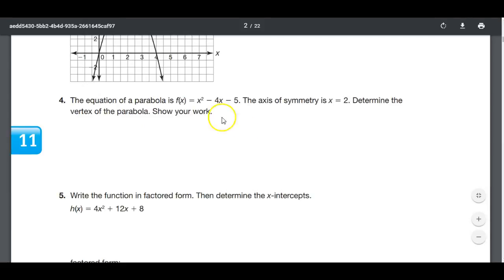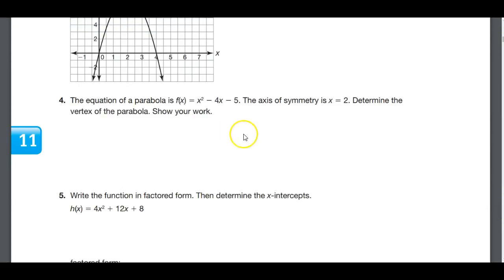The equation of the parabola is f of x equals x squared minus 4x minus 5. The axis of symmetry is x equals 2. Determine the vertex of the parabola. Show your work. Okay, so we can do this a couple different ways, but here's the big thing.